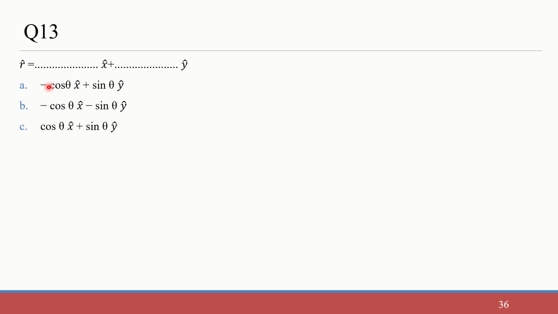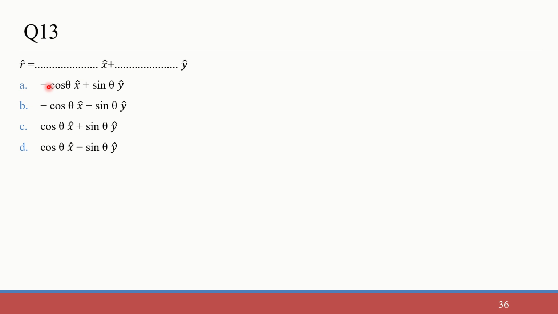Question 13 it is. R cap equals dash into x cap plus dash into y cap. Option A: minus cos theta into x cap plus sin theta into y cap. Option B: minus cos theta into x cap minus sin theta into y cap. Option C: cos theta into x cap plus sin theta into y cap. Option D: cos theta into x cap minus sin theta into y cap.